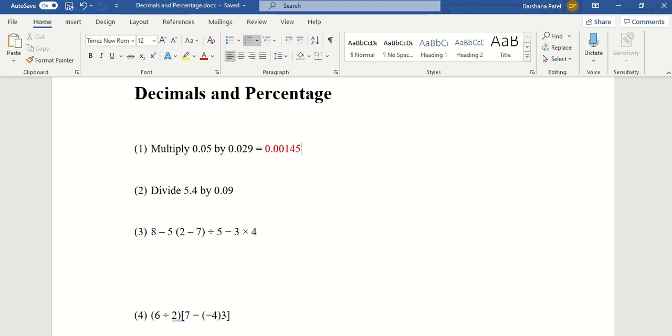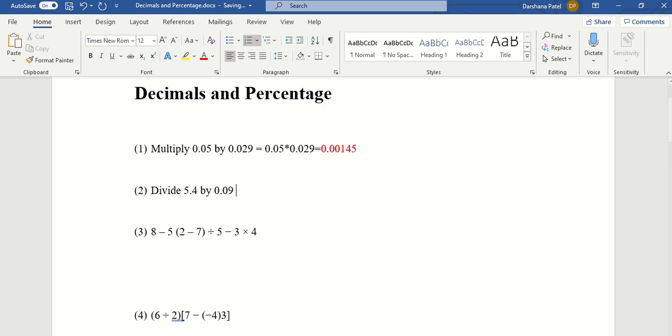For the calculator, you will have 4 functions possible: adding, subtracting, multiplying, dividing. So here you are just multiplying your numbers. In your calculator, you can say 0.05 times 0.029, and the result we should get is this number.